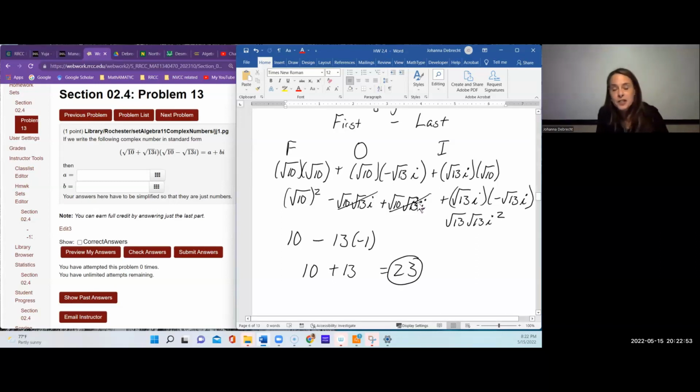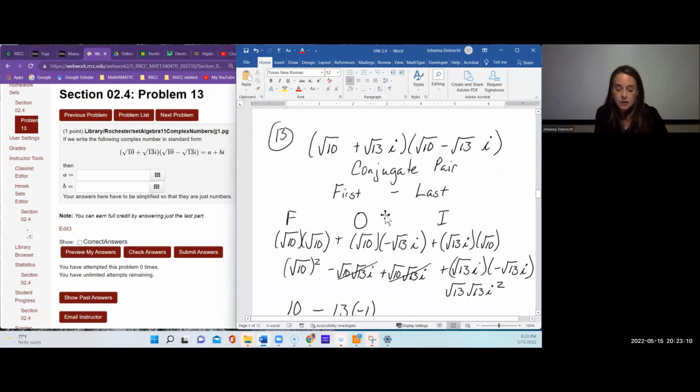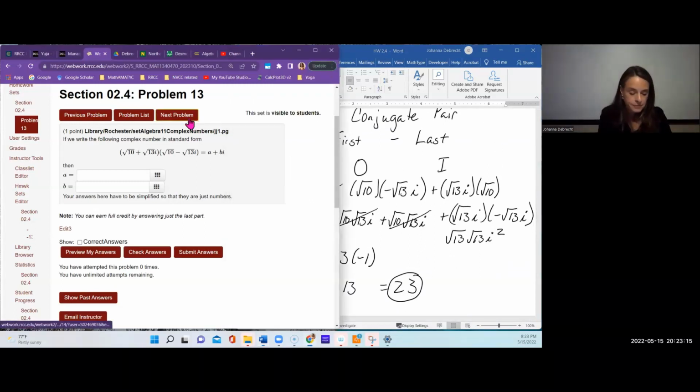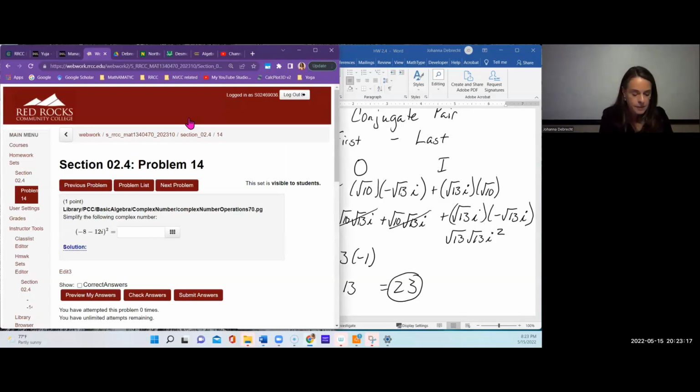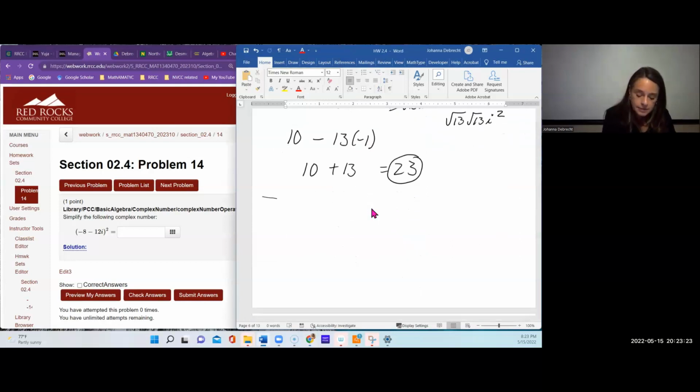It's true, the conjugate pair leads to not another complex number, but to a real number, which is just 23. So a conjugate pair, where they're the same exact values in each set of parentheses but with opposite signs in the middle, should lead to a real number. Let's take a look at one that won't happen that way. This is problem number 14.